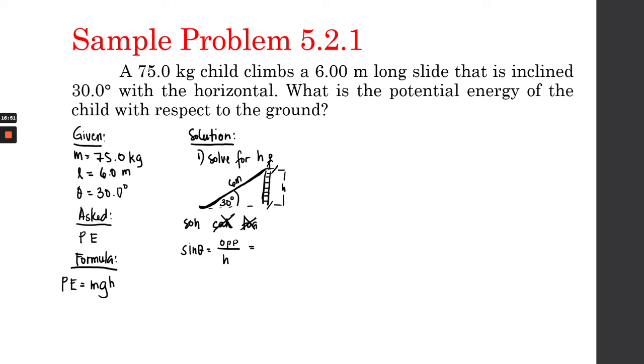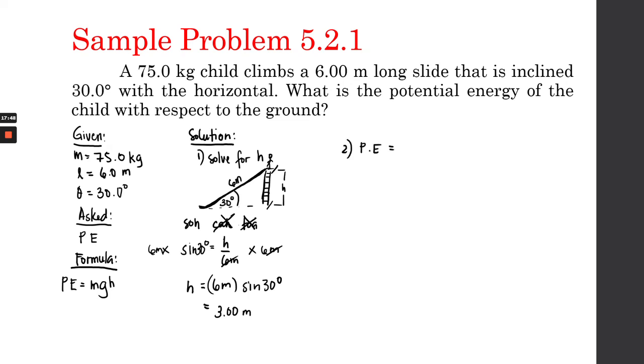So what we ended up having is we have the height, which is the opposite side, the hypotenuse, which is 6, and we have sine 30 degrees. So in order for us to find sine, it's basically h over 6 meters. In order for us to find the height, we have to multiply both sides by 6 meters. 6 meters cancel 6 meters. You ended up having 6 meters multiplied by sine 30 degrees. So that's how you can find the height. And measuring the height, 6 sine 30 degrees is actually equal to 3.0 meters. So now that we find the height, we can solve for the potential energy.